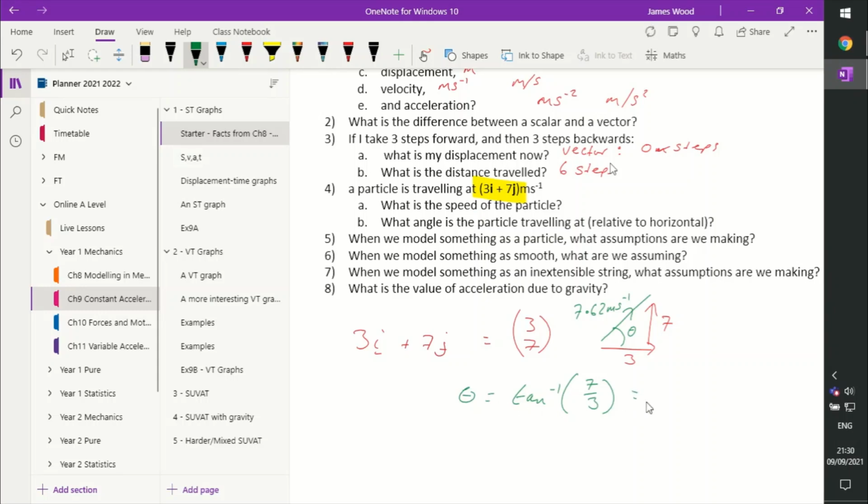Okay, so inverse tan of 7 over 3, 66.8 degrees. We should also specify where that's measured from. So that's measured from the horizontal, or from the vector i. Because i is the horizontal vector, which is 1 unit long, and j is the vertical vector, which is 1 unit long, which is why this works to be this diagram here.